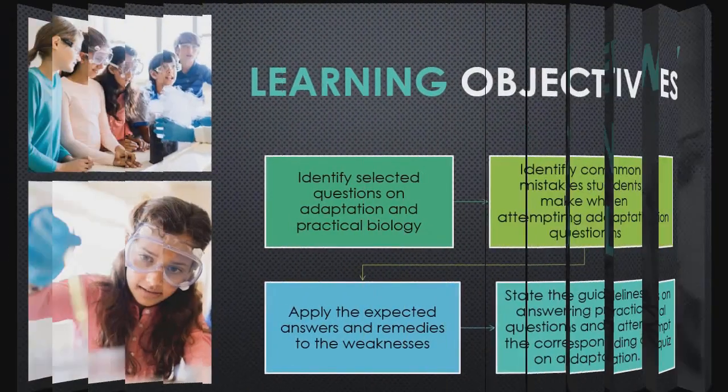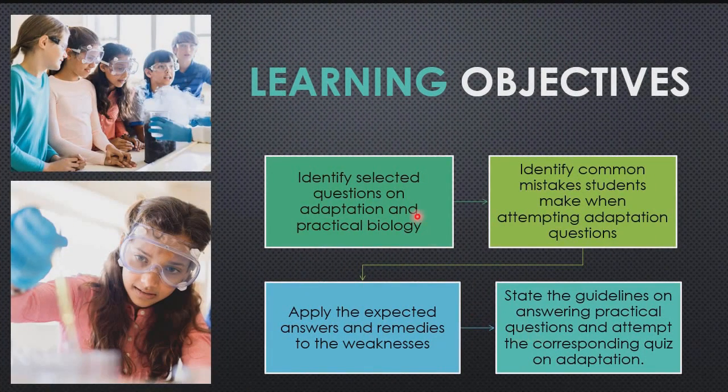Let's look at the objectives of this lesson. Number one, we'll be able to identify selected questions on adaptation and practical biology. Two, common mistakes that students make when attempting questions on adaptation. Three, we apply the expected answers and remedies to the identified weaknesses. Four, we should be able to know the guidelines on answering practical questions and attempt the corresponding quiz on adaptation. These are the objectives of this week's lesson.